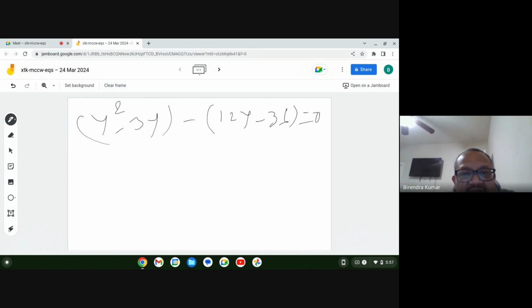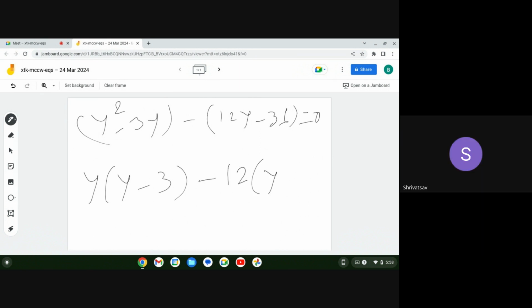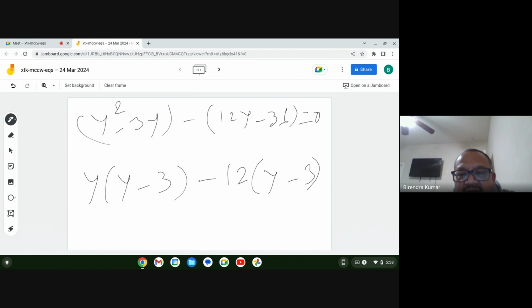Now let's take the common things out. What is common between these two? Only y, right? It becomes y minus 3. And here, what can I take out? 12. 12 is common. Y minus 3. Okay. Now this y minus 3 is common between both the things. So this I can write as y minus 12 multiplied by y minus 3.